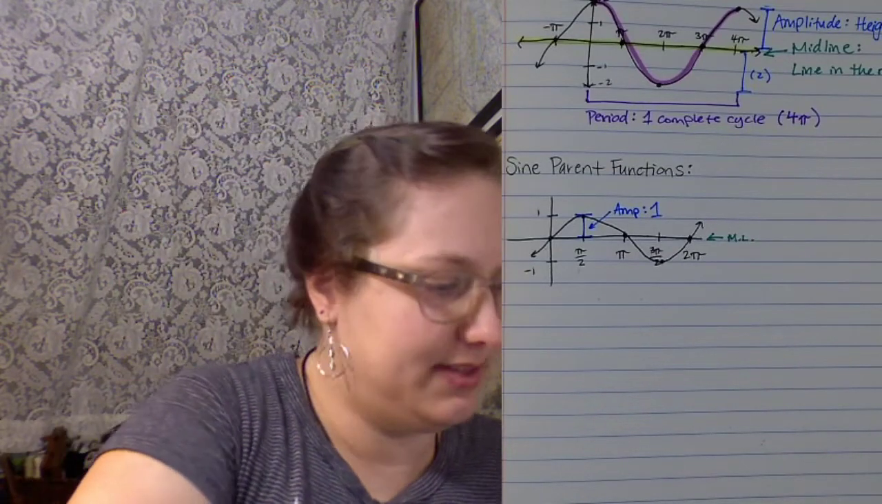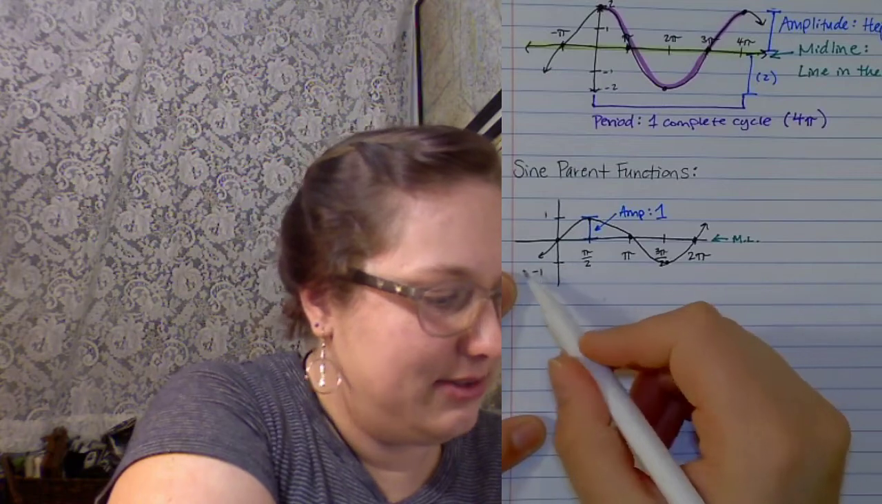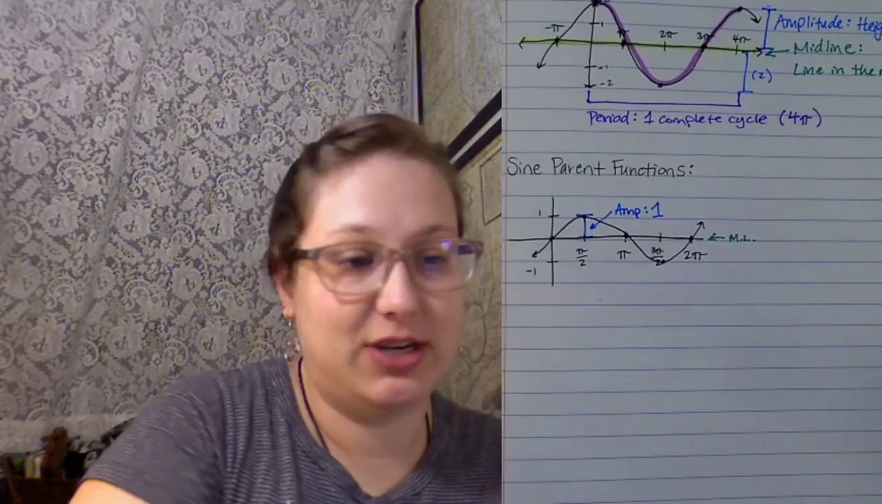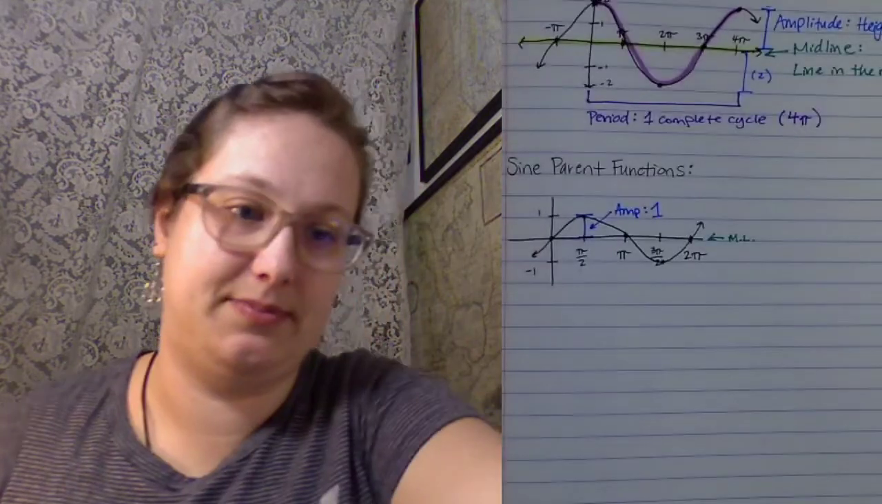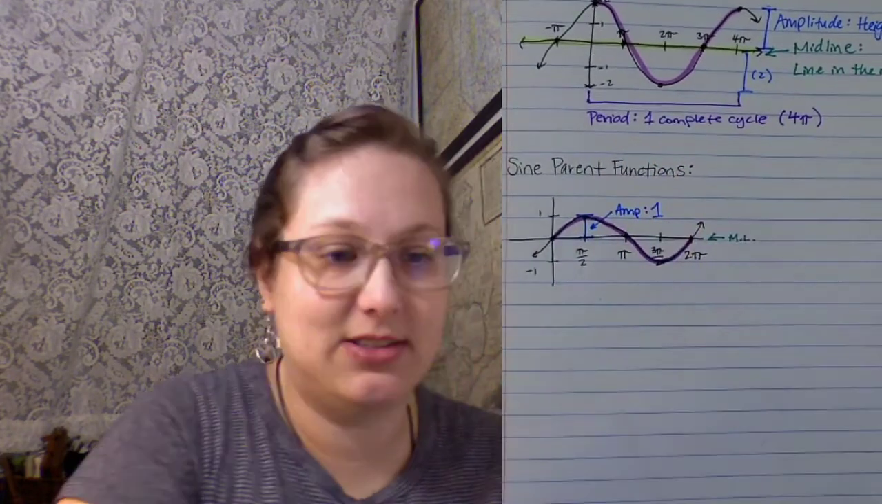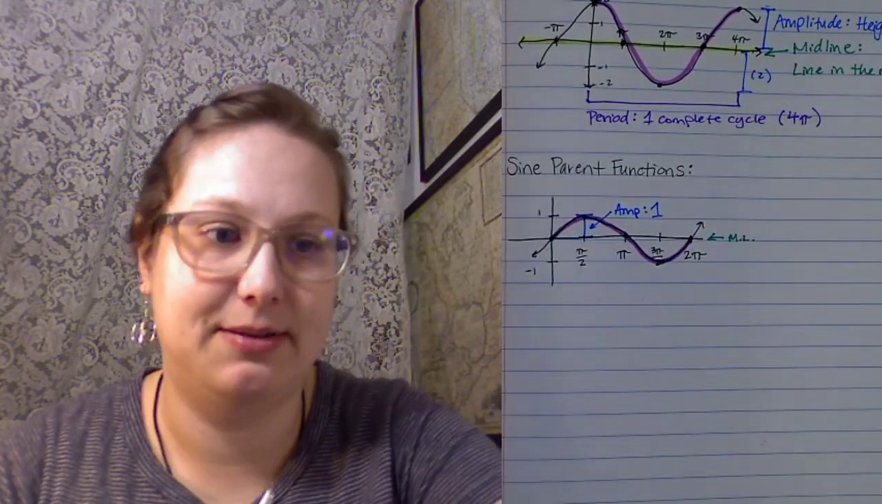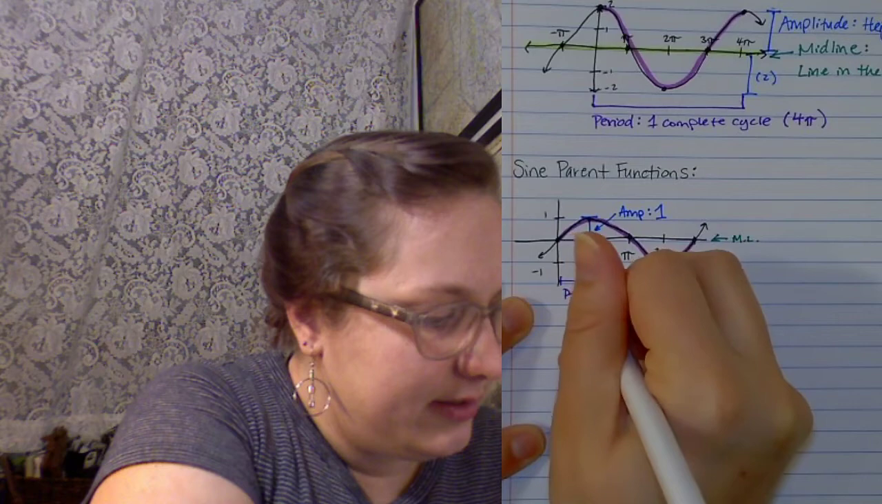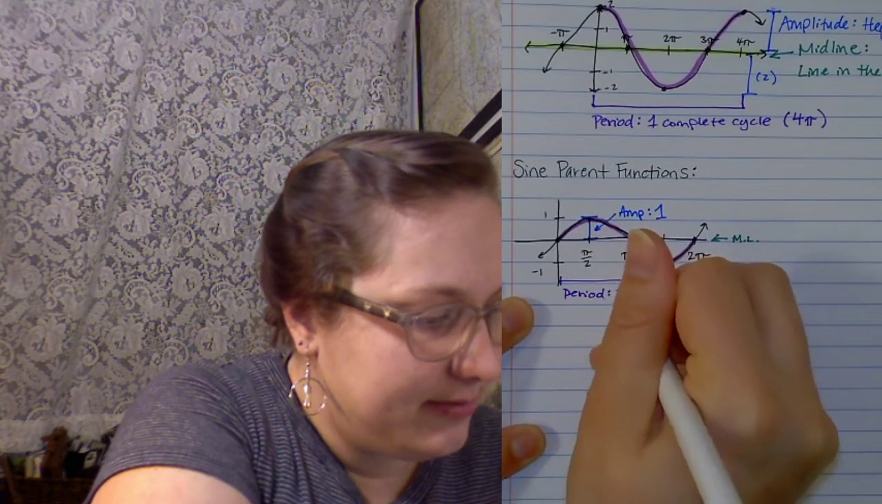In this case, I can't really go mountain to mountain, and I can't really go valley to valley because they're not here. So I'm just going to make sure I do the entire loop. So when does it restart? It goes here. That's when it starts restarting again, at the end there. So my period is 2 pi.